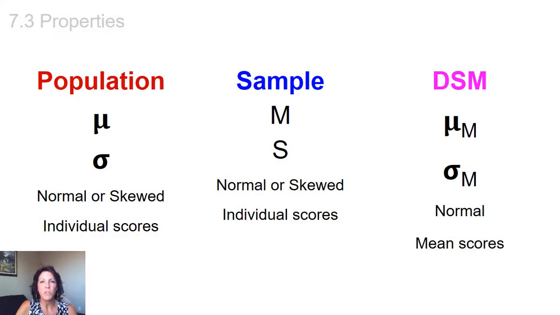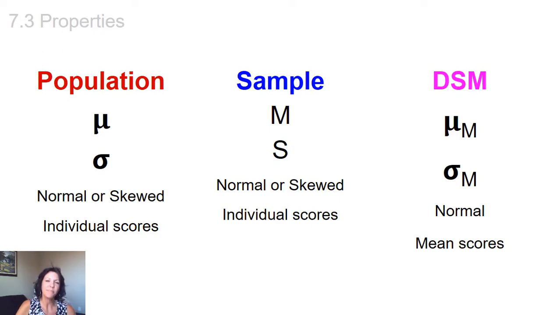So I'm going to review some of our symbols that we've been using and introduce you to new symbols for the DSM. So when we have a population, we've been using the Greek letter mu to talk about the mean and the lowercase sigma to talk about the standard deviation. And populations can be normally distributed or they might be skewed. Sometimes we have distributions that are skewed. Remember, salary data, for example, can be a skewed population distribution. But when we're talking about a mean and a standard deviation using these symbols, we're talking about individual scores, right?